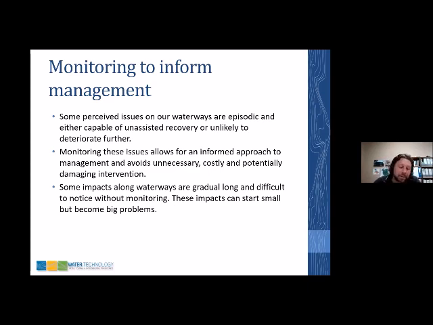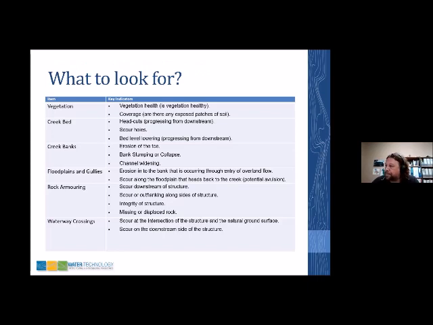But you go and visit your niece and nephew after not seeing them for 12 months and you really notice those changes. And so sometimes it's really important to have methods of monitoring those gradual changes of your river system.